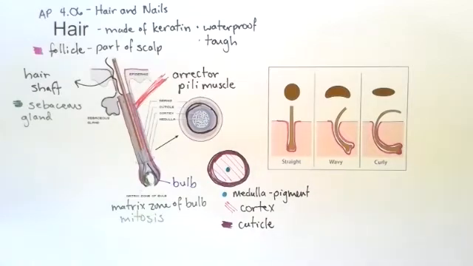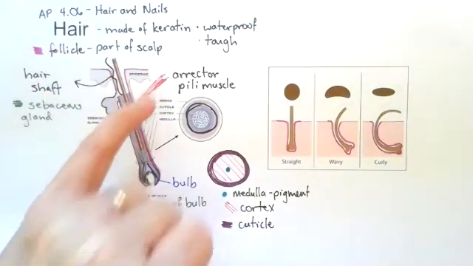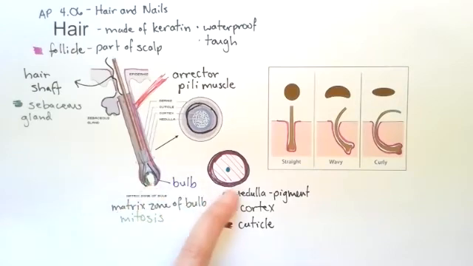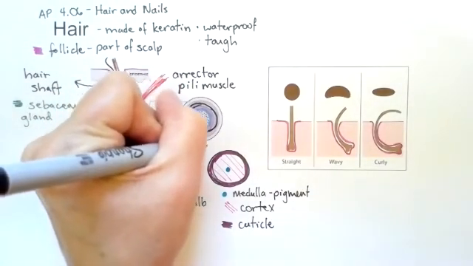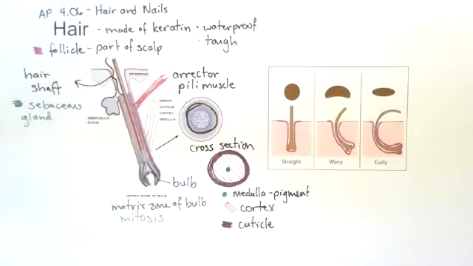It's actually a thing. All right, so we've got the follicle, sebaceous gland, erector pili. We've got the bulb, we've got the matrix zone of the bulb, and then we have the 3 areas in a cross-sectioned hair. So this is a cross-section. All right, so let's go back to this sebaceous gland. What's the deal with that?